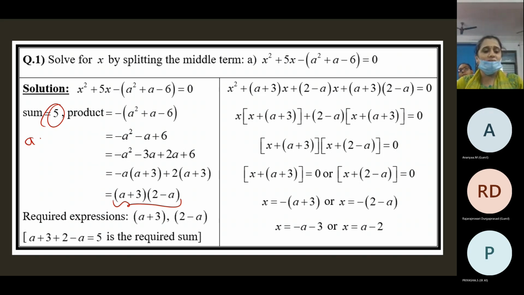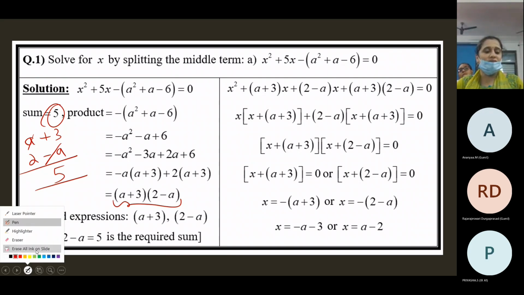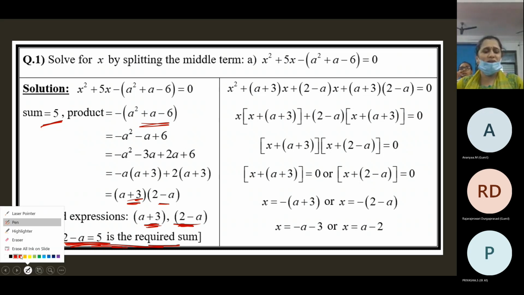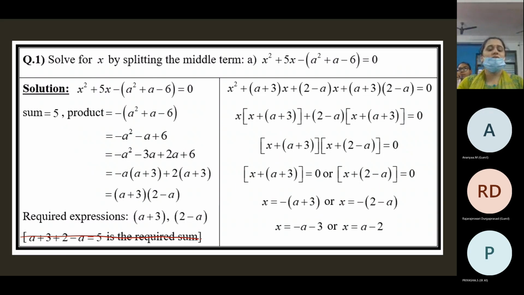So let's check it. As it is, a plus 3 and 2 minus a. See here, a minus a cancels and 3 plus 2 is 5. Yeah, we got the sum. So as it is, they satisfy the sum. You don't have to make any changes with the sign. When you factorize this expression by splitting the middle term, you get these two expressions, and as it is, they satisfy the sum. The product you don't have to check. The expressions will satisfy the product. That's what I've just written for you. The sum of these two expressions is 5, which is the required sum. You don't have to write that; it's just for you.